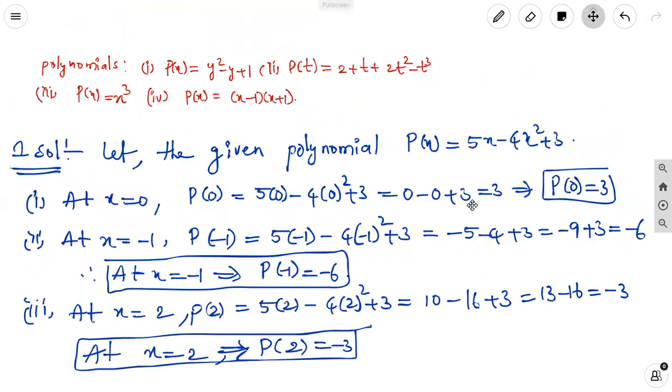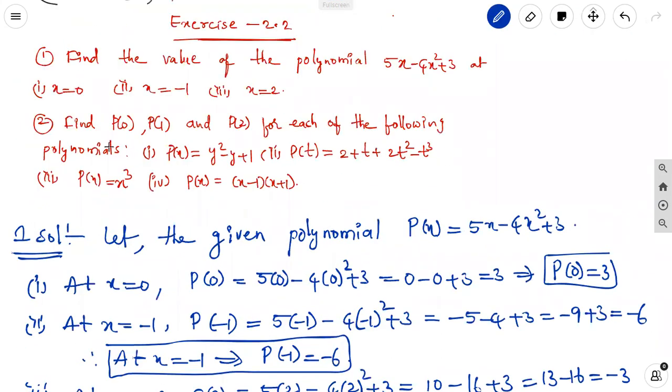Here, the second question is: find the p of 0, p of 1, p of 2 for each of the following polynomials. P of y equal to y square minus y plus 1; p of t equal to 2 plus t plus 2t square minus t cube. Third one, p of x equal to x cube. Fourth one, p of x equal to x minus 1 into x plus 1. Here they are indirectly given that x equal to 0, 1, 2, find out the given polynomial values.